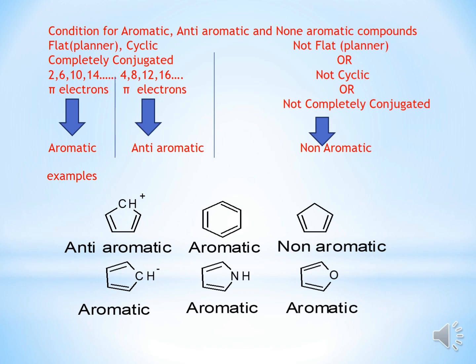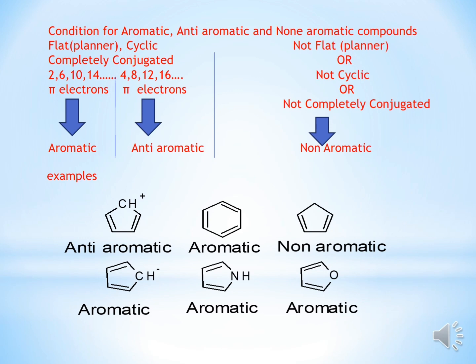Now here it has an sp3 hybridized carbon, non-aromatic compound. Now again this example we earlier had seen, it is negatively charged, a lone pair will be there, every atom is sp2 hybridized, so it is completely conjugated. 1, 2, 3, 4, 5, 6 pi electrons, so it's aromatic. It is the pyrrole ring, so nitrogen has a lone pair, and nitrogen is sp2 hybridized, and the lone pair is in the p orbital, so 1, 2, 3, 4, 5, 6 pi electrons, aromatic.